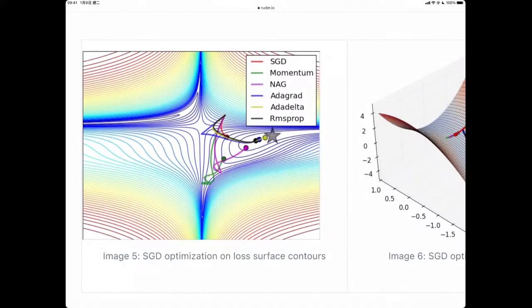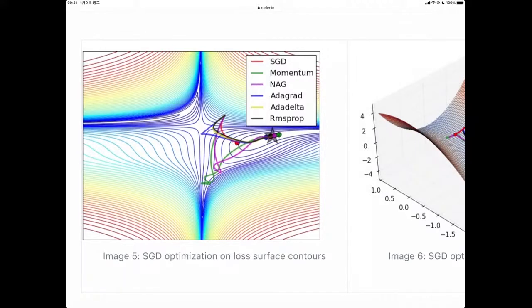Theoretically, if we compare the red SGD and the blue Adagrad, usually Adagrad can approach a lower loss function value because it decreases its learning rate. So it has a fine granularity to go to the lowest point. But SGD does not change its learning rate, so it may not approach the lowest value.